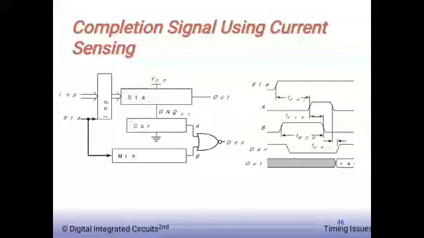An alternating completion detection circuit using current sensors. Okay, please refer to the text, or I will be forwarding you the PDF file, the scanned PDF copy. Please refer to this diagram once again from the text. It has not come here properly in this PDF.